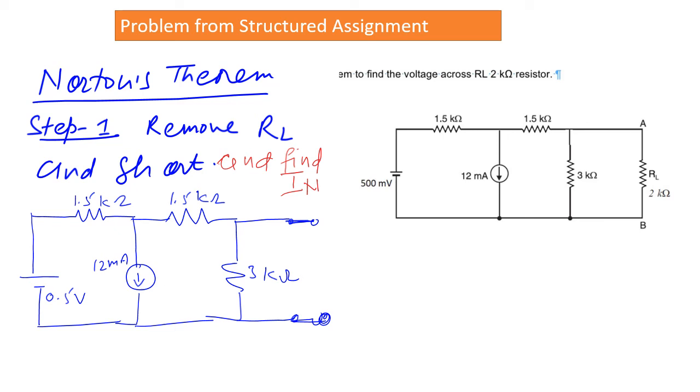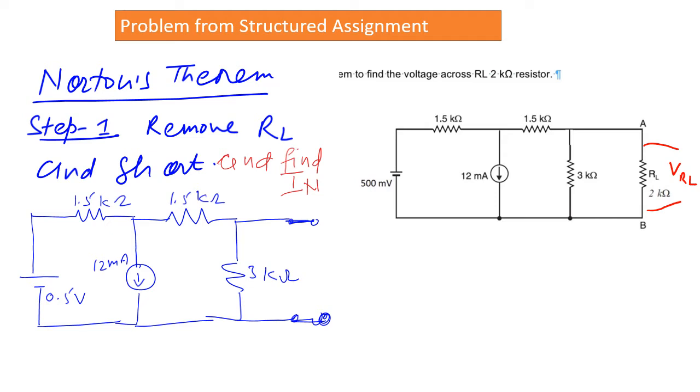So across this RL here, you have to find the voltage. To find the voltage across the RL, you can use any theorem. Here I am going to use Norton's theorem to find the voltage across RL. By using Norton's theorem, first I will find the value of the current passing through RL, and then by using Ohm's law, I will find the value of the voltage across RL.